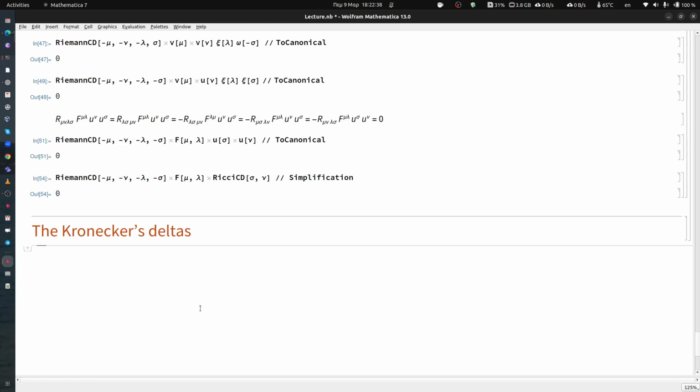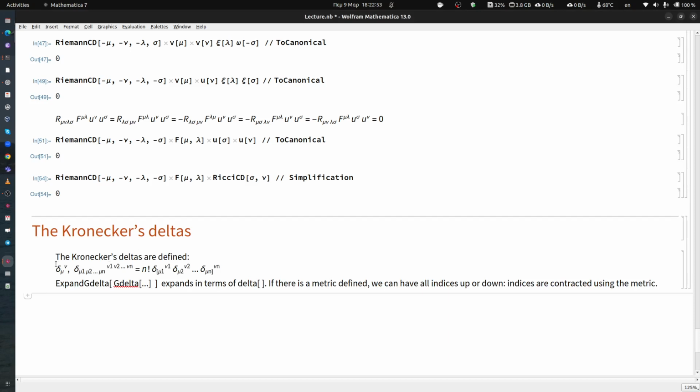When xTensor starts, independently of whether we have a metric or not, it defines the Kronecker delta symbol that can be used in tensorial expressions. So we have the simple Kronecker delta, delta mu nu, but we also have the generalized Kronecker delta, which are symbols that have antisymmetric products of the Kronecker delta.